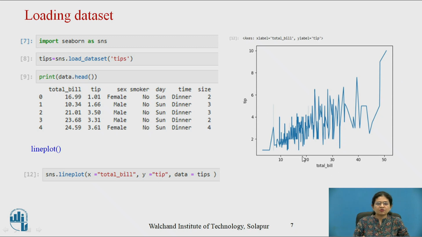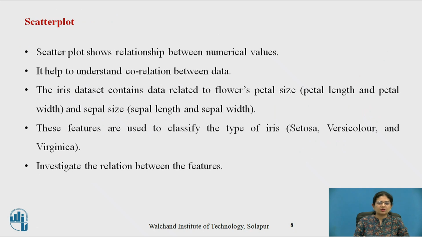Now the third type of plot is the scatter plot. A scatter plot shows the relationship between numerical variables. That means on the x-axis and y-axis, both variables should be numerical. It helps to understand the correlation between the data.